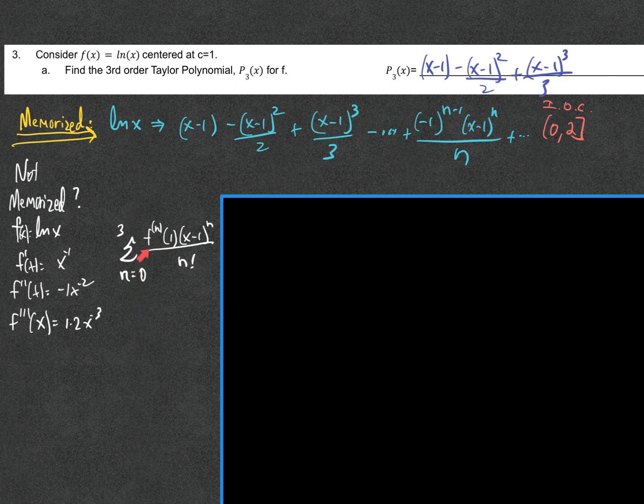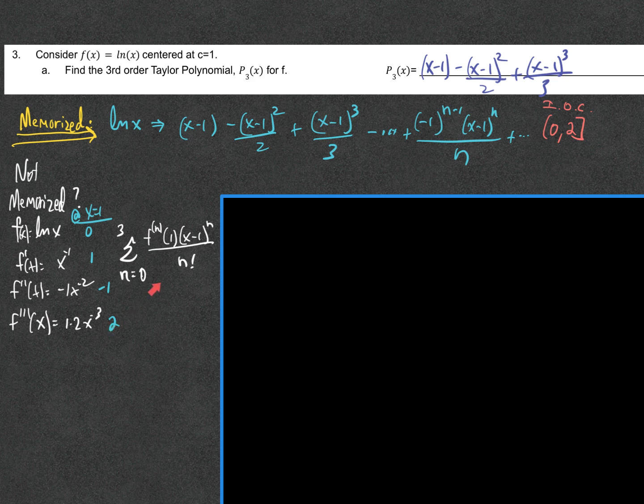And the formula is the nth order derivative at where we are centering it times x minus where we're centering it to the nth power over n factorial. So if the 0 order derivative of f is just ln of x, the first derivative is 1 over x, the second derivative and the third derivative are as such. And when we substitute a 1 in for each of these, we get 0, 1, negative 1, and 2.